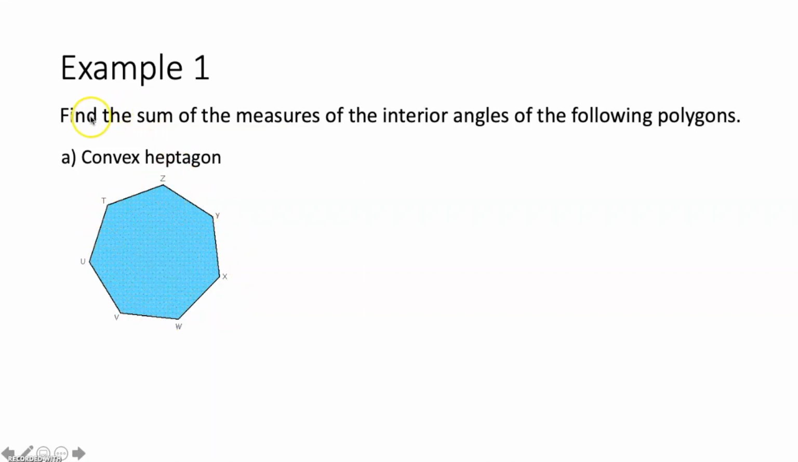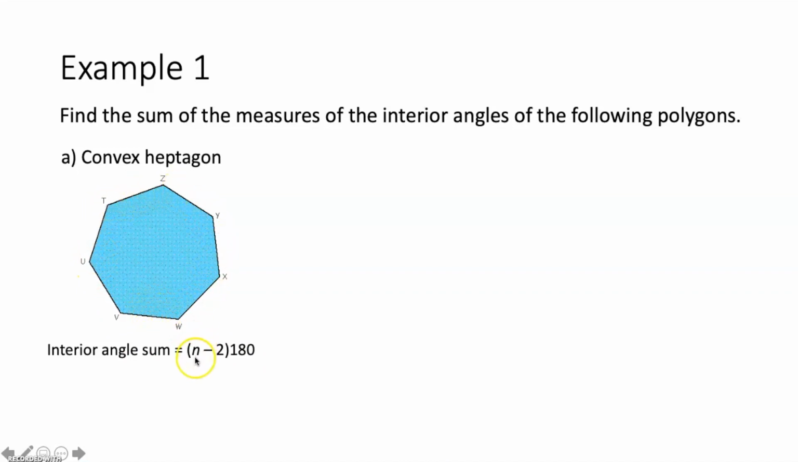So if I want to find the sum of the measures of the interior angles, remember there is a theorem that we just talked about. It's the Polygon Interior Angle Sum Theorem. And that just says I need to use the formula (n minus 2) times 180 in order to find the sum of the measures of the interior angles of a polygon.